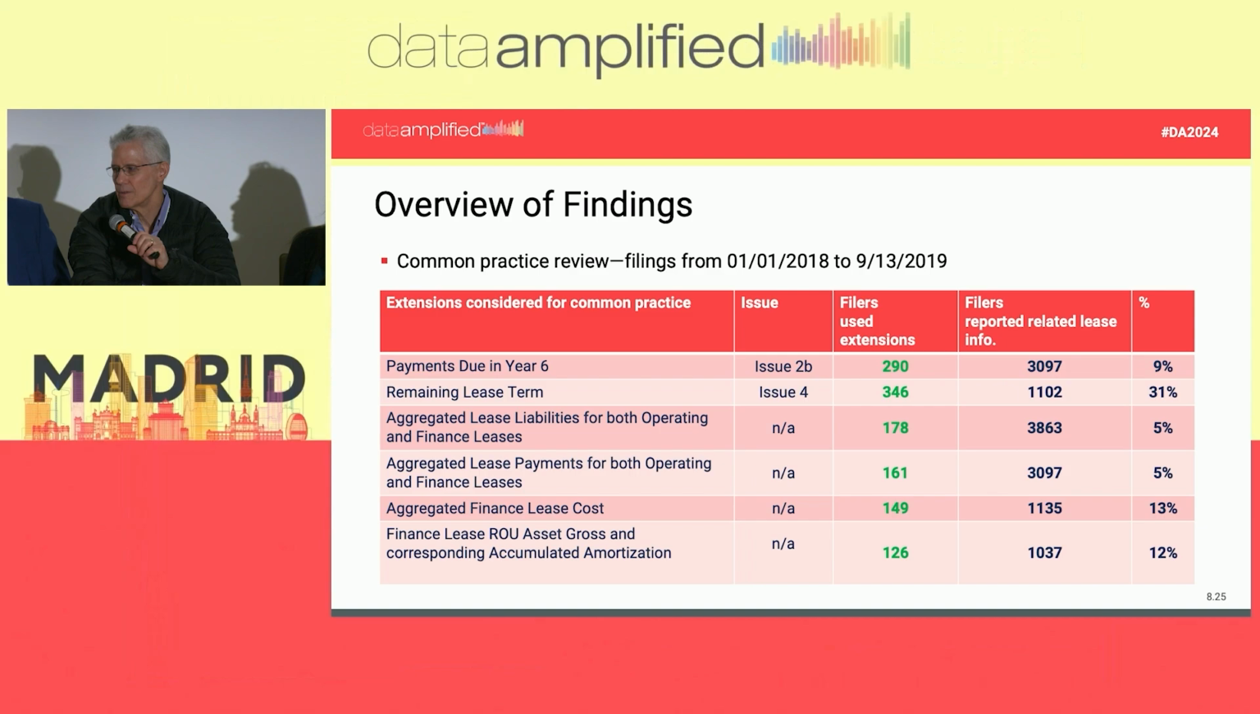So if you go to the third column, which is filers used extensions, it's the number of extensions we saw against the next column, which is the filers reported related lease info. So just using the first example, payments due in year 6, there were 3,097 filers and 290 had extensions, so about 9%. And the next one, the remaining lease terms, was about 31%. And so I'm going to use that second one as an example to walk through.